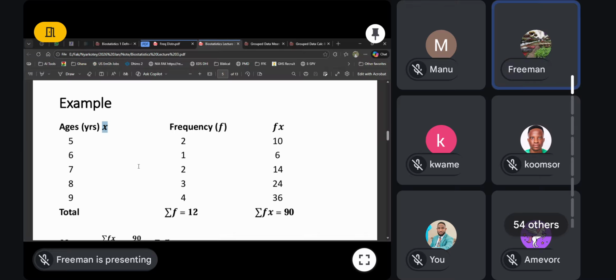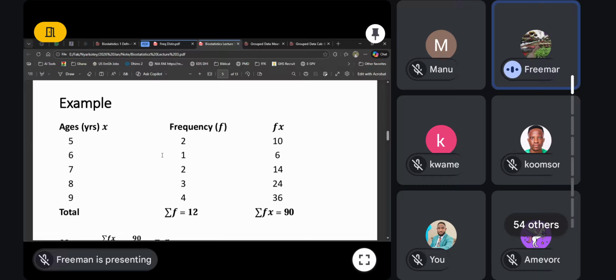Now, instead of doing 5 plus 5, what do we do? We use 5 to multiply the number of times they occur. 5 occurs 2 times. So 5 times 2 gives you f of x, 10. The f of x means you are multiplying f by x. And this is your x, and this is your f. So 5 times 2 is 10, which is the same as the 5 plus 5.